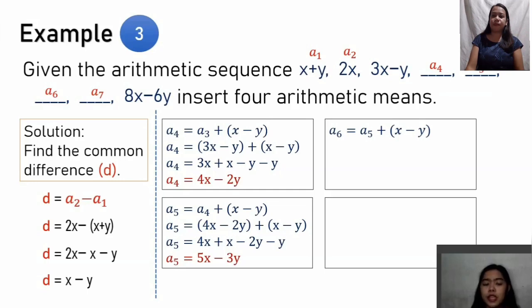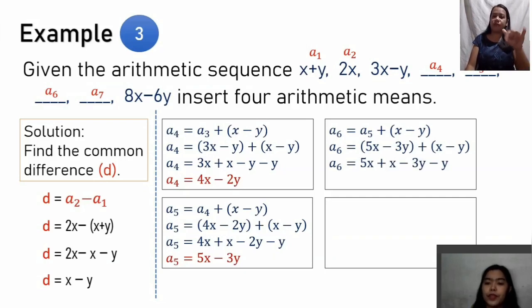Next term, a sub 6. A sub 6 is a sub 5 plus x minus y. A sub 5 is 5x minus 3y plus the quantity x minus y. Simplifying, 5x plus x minus 3y minus y. So our a sub 6 is 6x minus 4y.